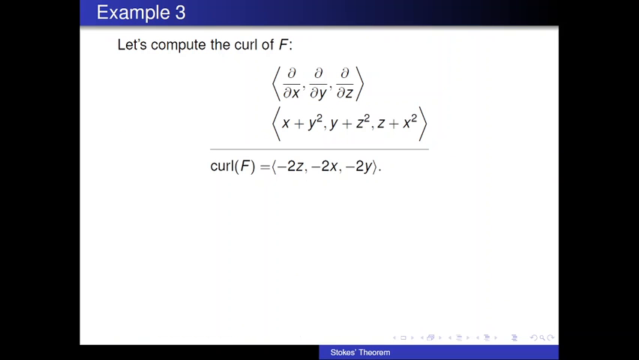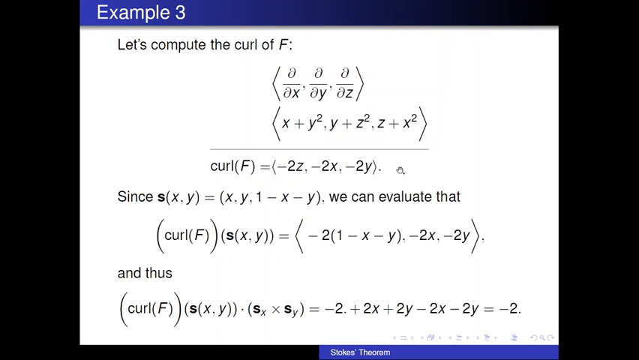Now let's compute the curl of F, since that's the thing we're going to want to do a surface integral of. We can see here in the first component, we will get 0 minus 2z. In the second component, we will get 0 minus 2x. And in the third component, we will get 0 minus 2y.